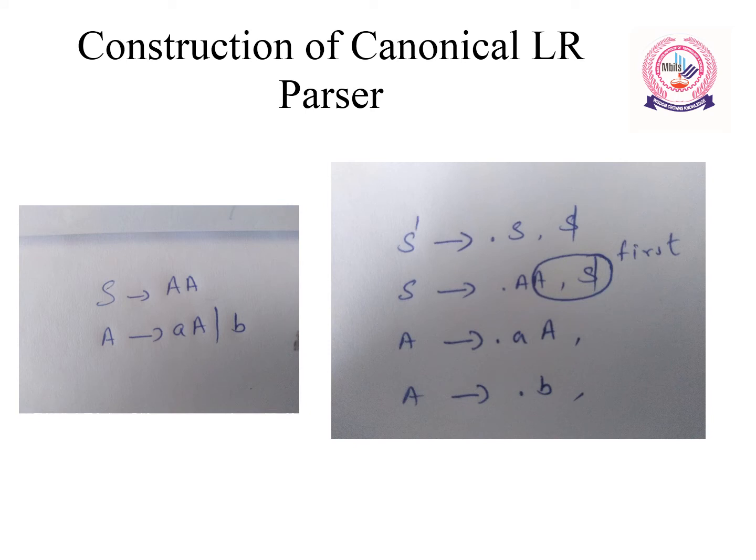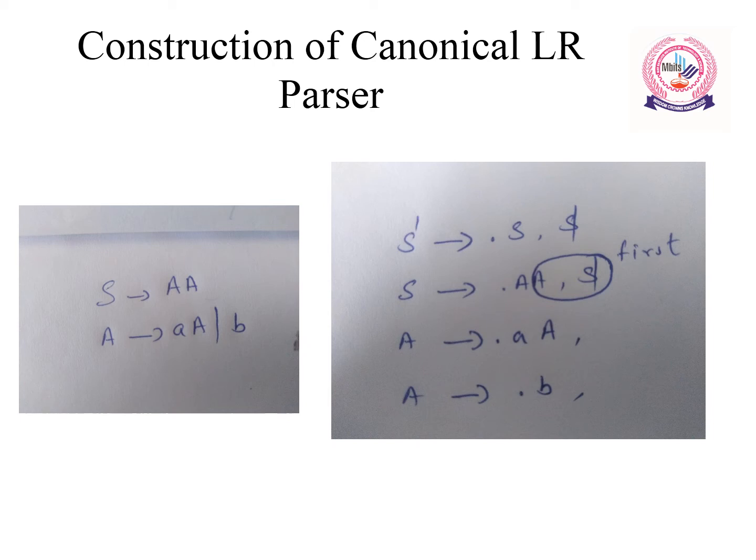So we are going to discuss the more details. This is the grammar: S gives AA, A gives AA or B. Initially we added an augmented production, S' gives S, and for identification of the LR(0) item we put a dot at the beginning, and by default dollar is the lookahead.